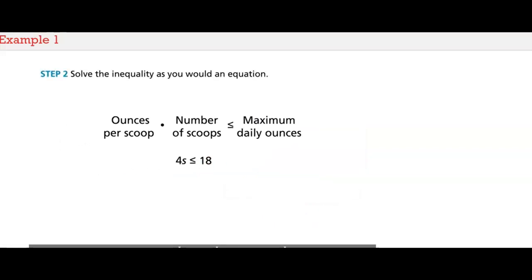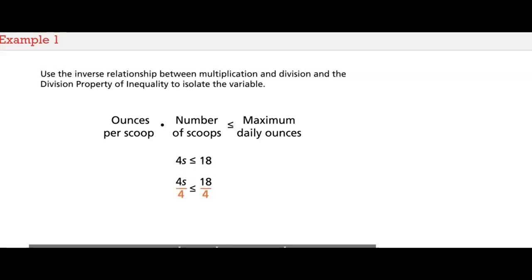You can solve the inequality just like you would solve an equation. Use the inverse relationship between multiplication and division and the division property of inequality to isolate the variable. The number of scoops, s, is less than or equal to 4 5/10, or 4 1/2.